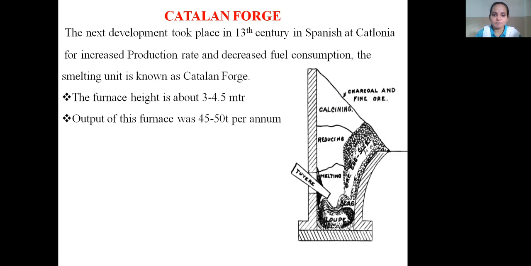The furnace height is about 3 to 4.5 meter. The output of this furnace was 45 to 50 tons per annum. Here also you can see the furnace was constructed with stone and clay. The ore and the charcoal were charged. Through the section, natural draught is injected. When it melted, the product was a spongy mass only.